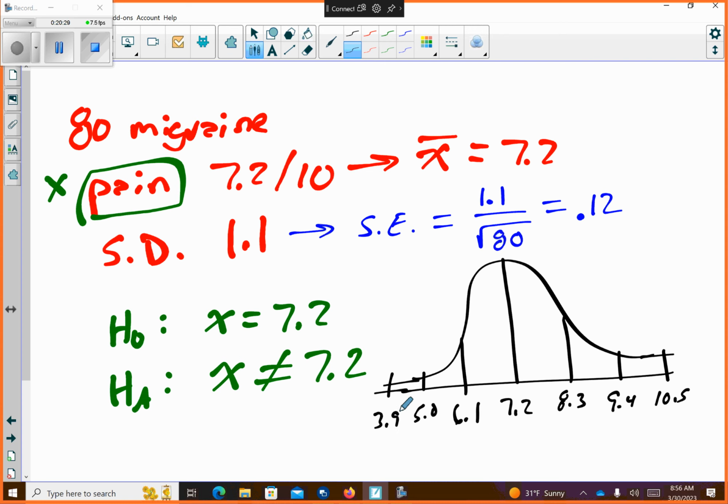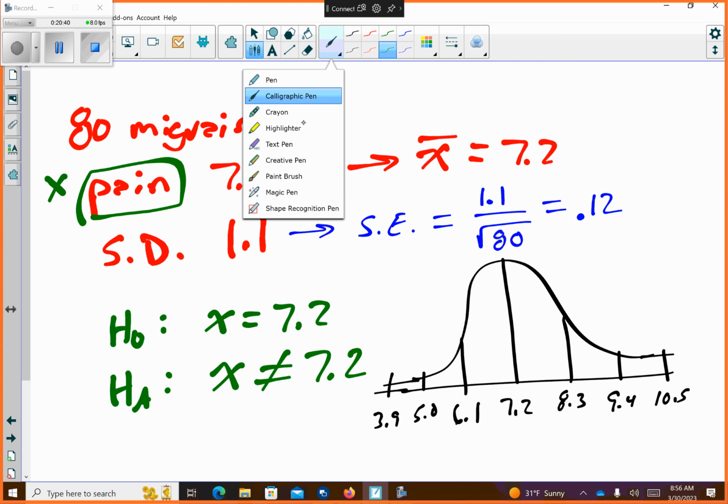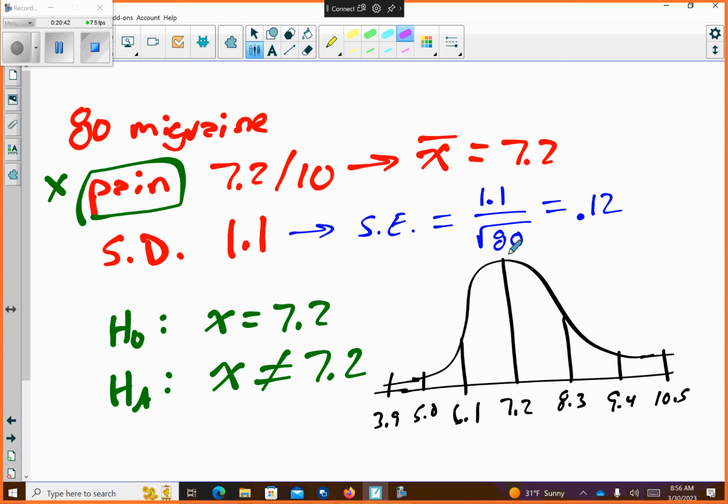Okay. So they're basically stating that they observed the 7.2. So how do I want to do this? I want to do it this way. So we have our mean here. That's what we're trying to test if it happens. But this is a two-tail situation. So I have this region here. And I also have this region here.